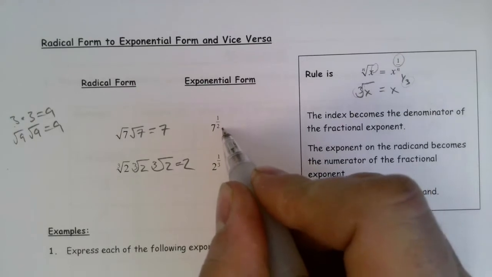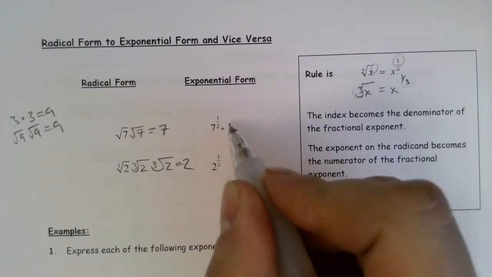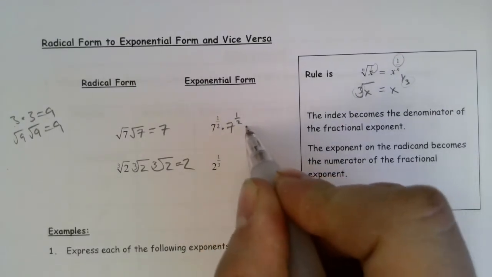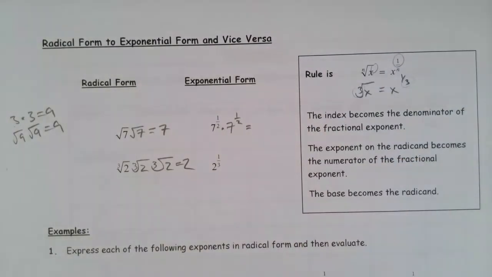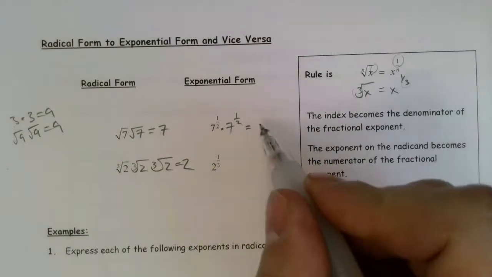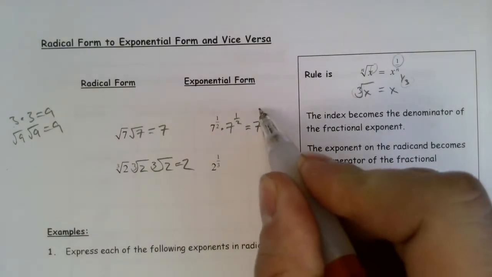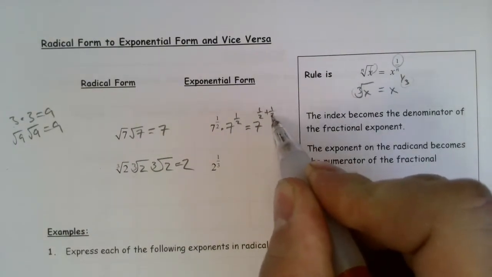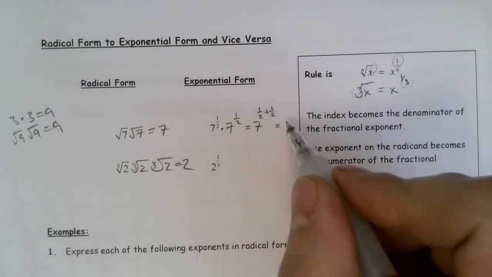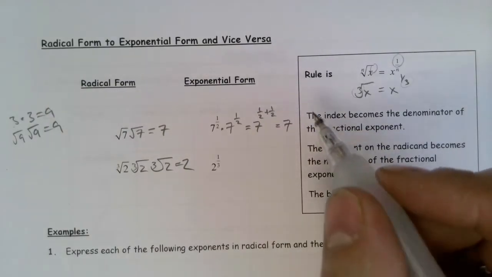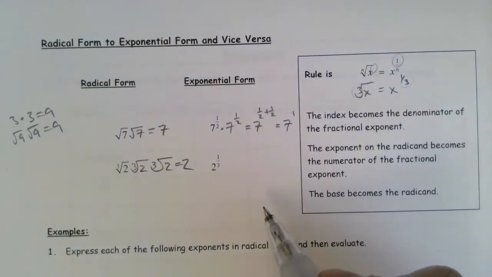Now watch what happens. If I take 7 to the 1/2 and multiply it by 7 to the 1/2, when you multiply two powers together, and I hope you remember this, you add the exponents. The base stays the same, you add the exponents, so it becomes 1/2 plus 1/2. Well, 1/2 plus 1/2 is 1. So this is 7 to the 1.